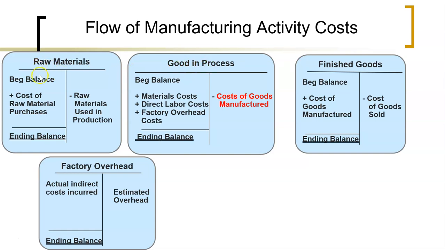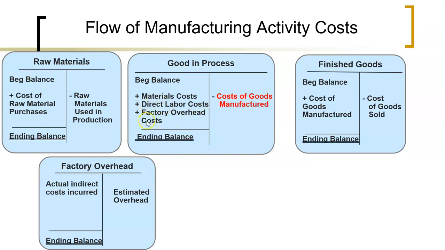Okay? The raw materials account is keeping track of the cost of raw materials that were purchased, ready for use in production. As materials are used in production, they're taken out of raw materials and recorded into goods in process. In addition to material cost, as we're making inventory, the goods in process or work in process account is increased by actual direct labor cost. So actual direct materials, actual direct labor.